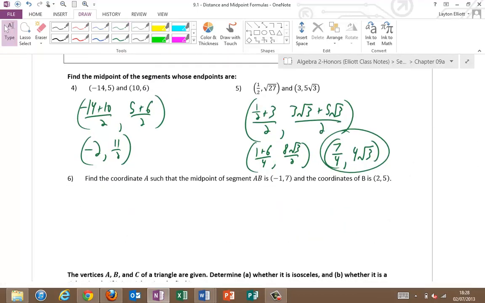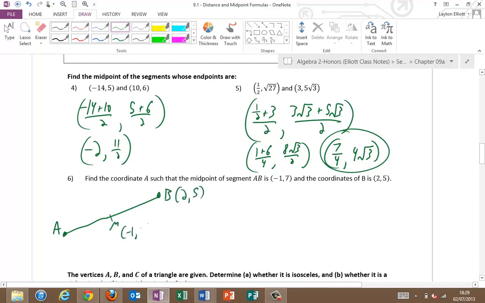Number 6, find the coordinates such that the midpoint of segment AB is negative 1, 7, and the coordinates of B is 2, 5. So what I have here is I have this unknown point A. If I draw it out to B, that has coordinates of 2, 5, and my midpoint is negative 1, 7.